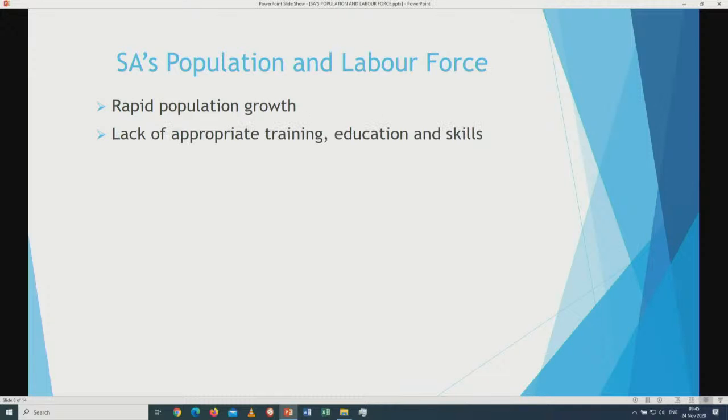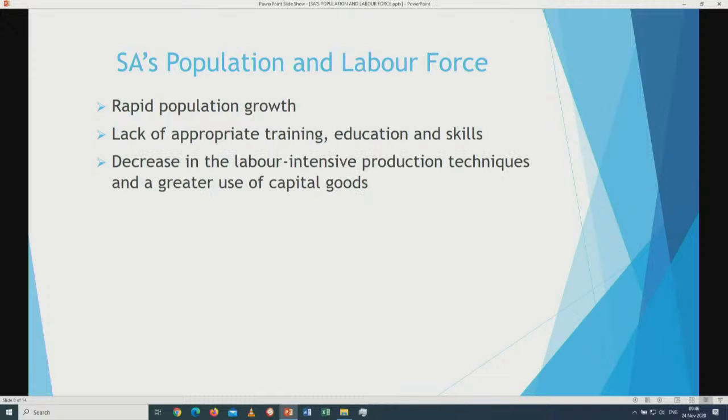The second reason, there is lack of appropriate training, there is lack of education and lack of skills. If people cannot acquire basic education and basic skills and basic training, then they cannot be employed. They are unemployable. So that is one of the problems that cause our unemployment rate to be as high as it is now.